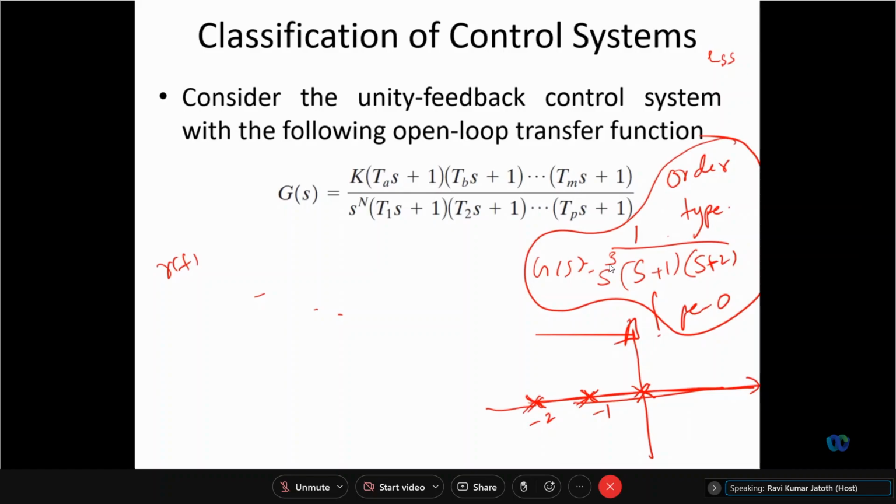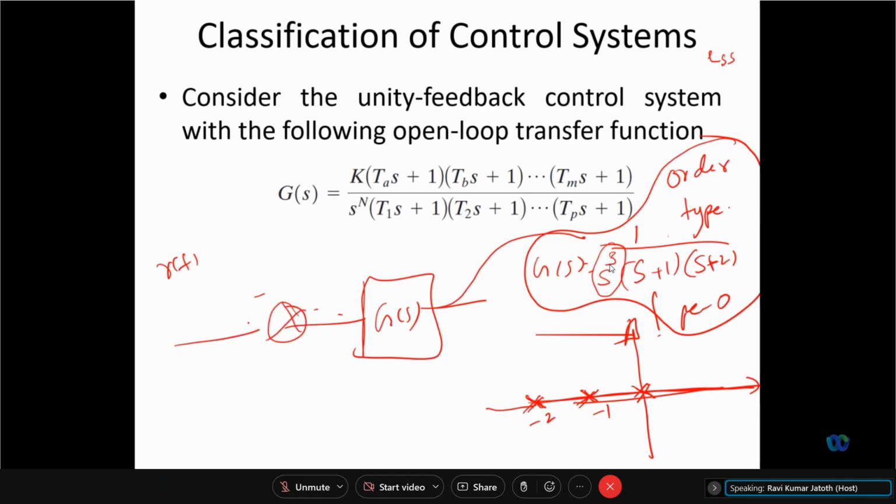The number of poles at origin. So now if you try to see the open loop transfer function, here you have a system like this. This is G of S. So if G of S is like this, 1 by s cube into (s plus 1) into (s plus 2), the type of the system is 3.